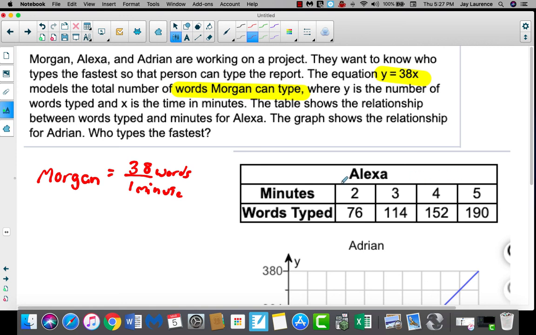Okay? Now Alexa does 76 words in 2 minutes. So let me change colors here. Alexa will be in green. 76 words in 2 minutes. Well, if I divide both by 2, I'm going to get 38 over 1. She's at 38 words per minute as well. So her slope is 38 words per minute, just like Morgan's. So they're typing at the same rate.